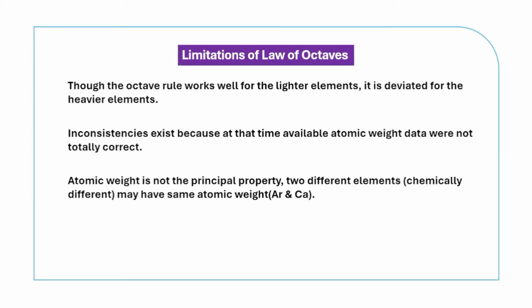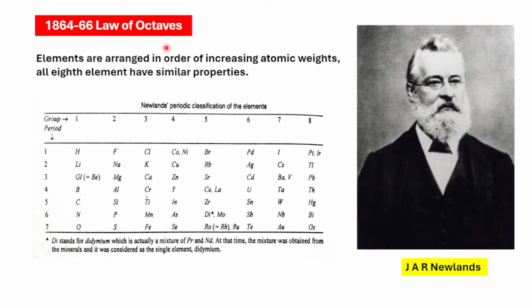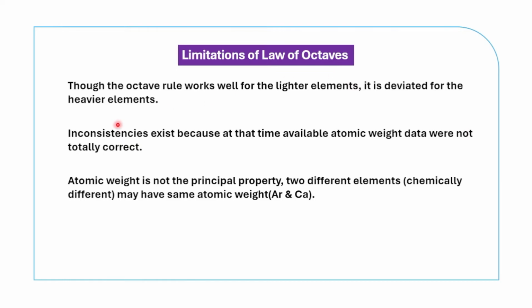And make sure to remember that in this law of octaves, the elements were arranged according to atomic weights, not atomic number. It was according to atomic weights. Now, inconsistencies exist because the atomic weight data available at that time were not totally correct. They had some limitations in taking proper atomic weight data, that's why some inconsistencies were there. And atomic weight is not the principal property.